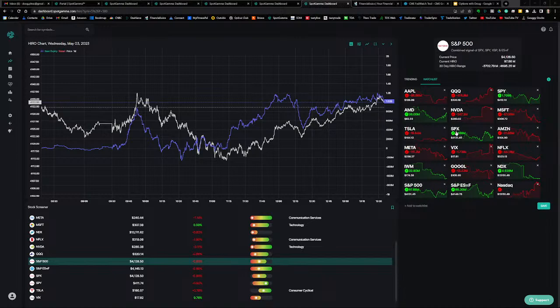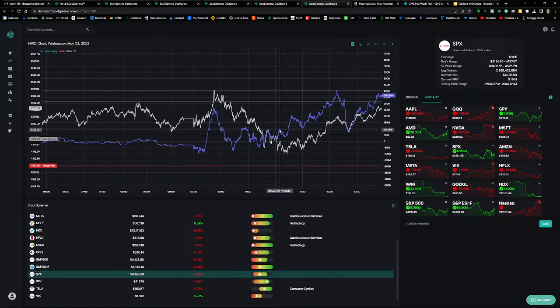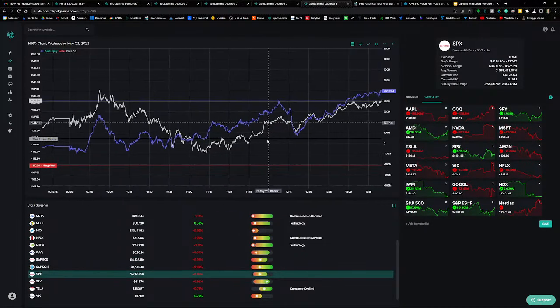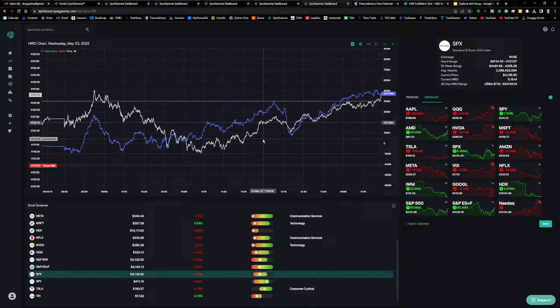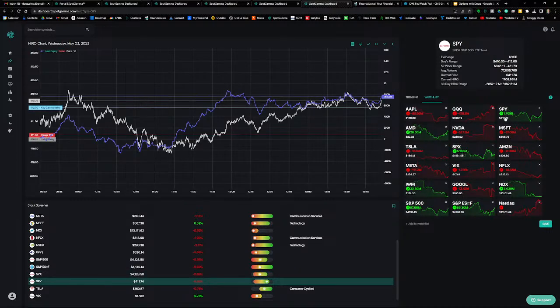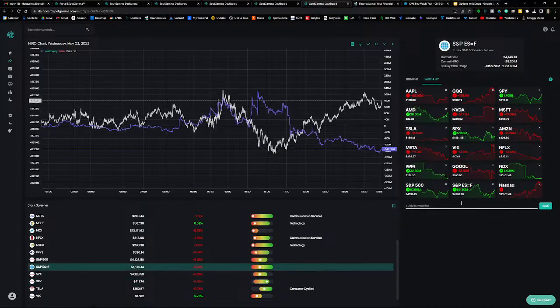We'll start with SPX. And SPX looks pretty close to the total signal. Let's take a look at SPY. And pretty similar to SPX. And then here's ES futures. And today the ES futures are really not in sync with the other signals, which is just the opposite of the last couple days.